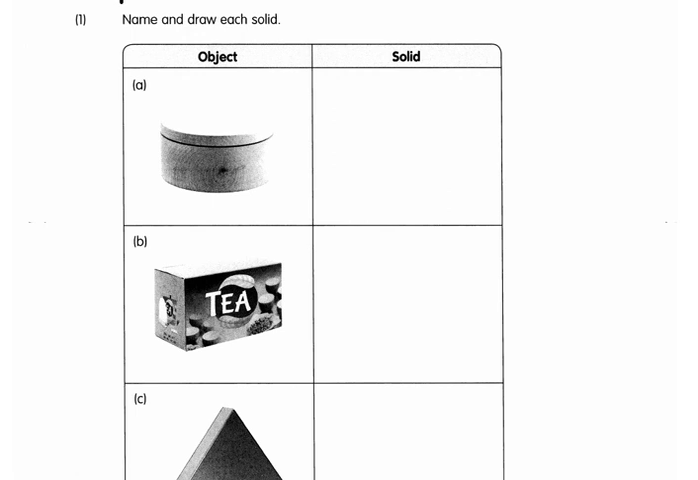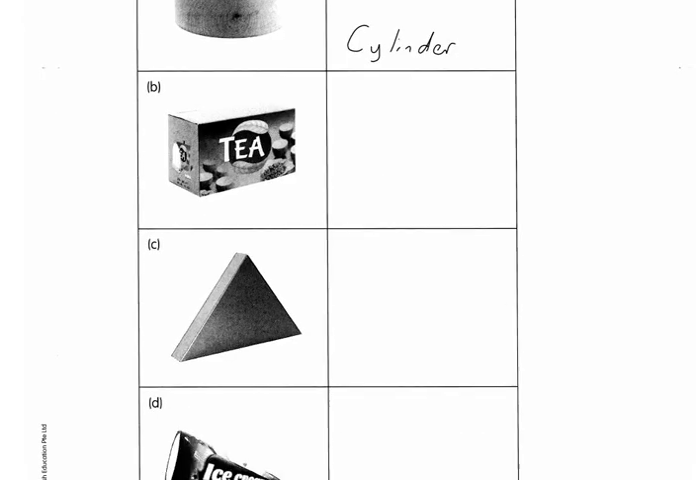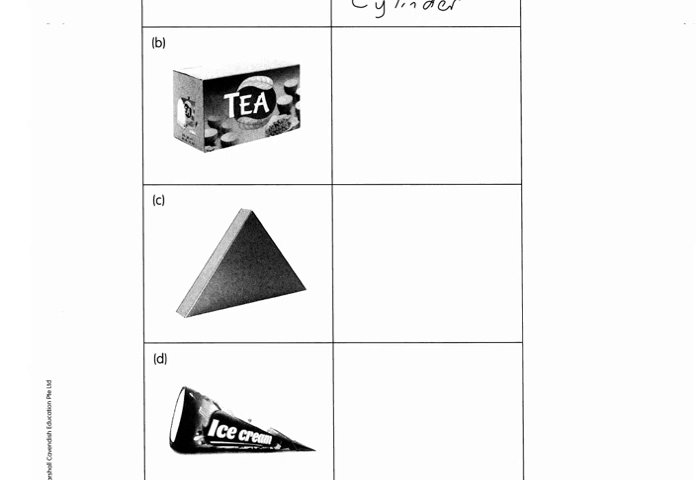The first one is called a cylinder. How to spell cylinder? The drawing, please draw on your own, okay? I'll leave some space for you to do a drawing. Okay. Jack, what's the next one called? Cuboid. How to spell? C-U-B-O-I-D, yeah. Gabriel, what's the next one called?